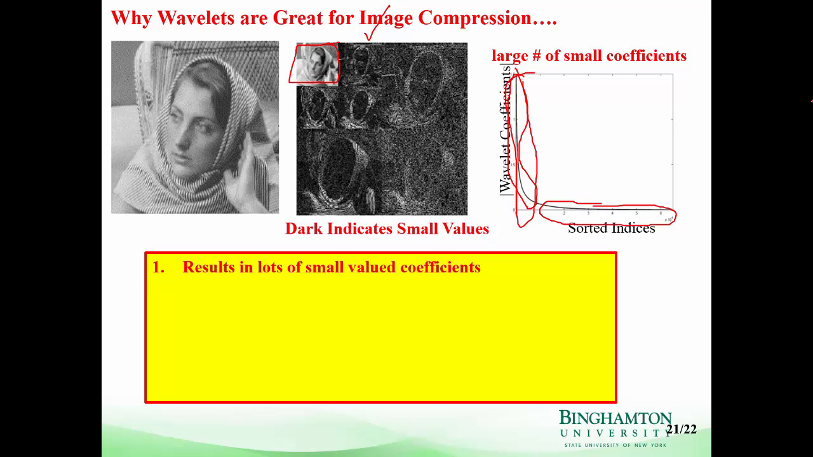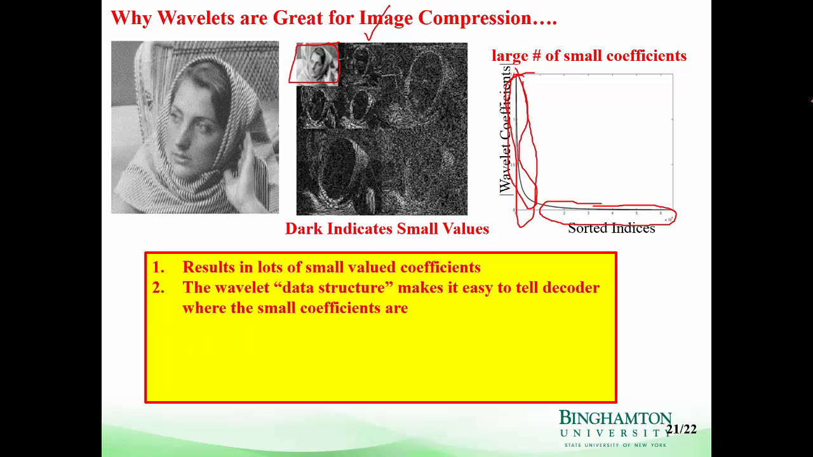That we've seen already. We've seen this upper left very rapidly declining, swooping down plot. But it's better than that. And we can't get into the details of this here, but it's actually amazing. And this really is the reason that the wavelet transform has become so widely used in this area. The data structure makes it easy to tell the decoder where the small coefficients are. If we just say, well, we're going to throw away all of these coefficients, but there's no easy way to systematically tell the decoder which ones we threw away, and we just give it this stream of numbers, it has no idea which coefficients those numbers are.